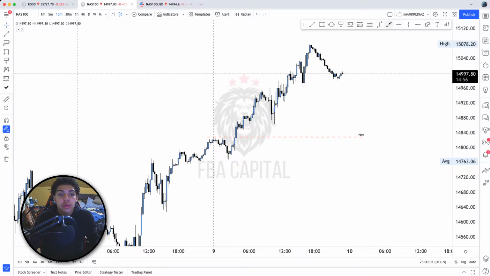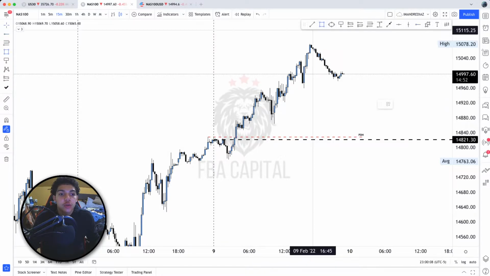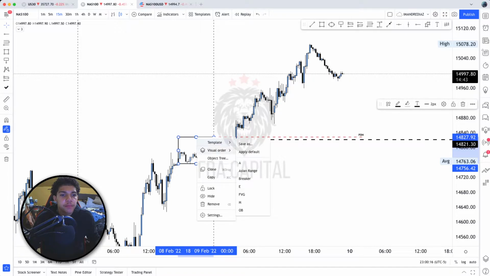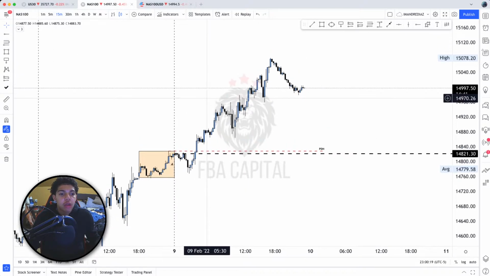Next thing I'm going to do is mark up the 12 a.m. open, which is right here. After we get the 12 a.m. open, I'm going to mark up the Asian session from the previous day, just like this. So we'll get the range. And now that we have all these marked up, we have this overall outline of what we're expecting.